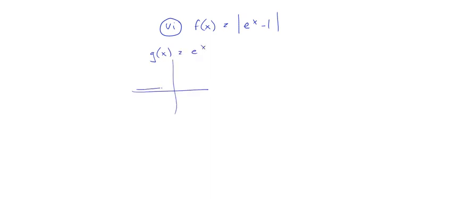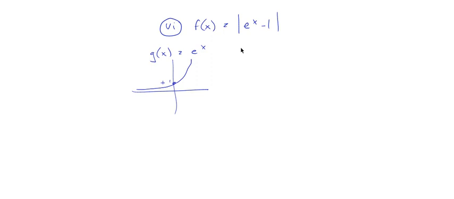Okay, let's do 6. 6 is f of x, the absolute value of e to the x minus 1. So let's start with the original function, which is exponential, and the exponential goes something like this. And this is 1.